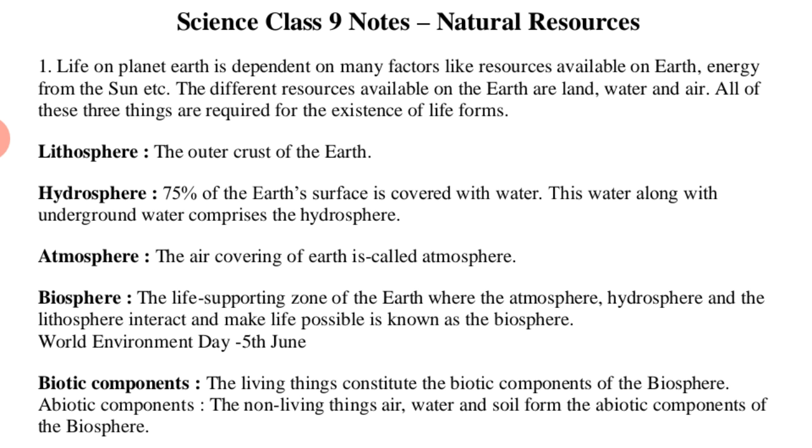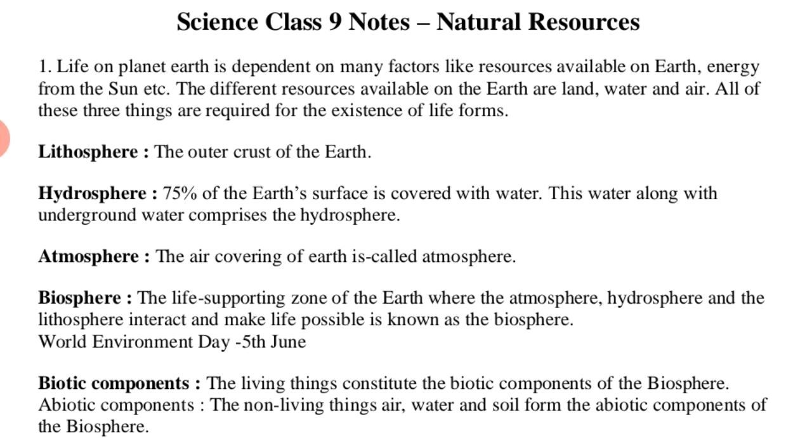Life on the planet Earth is dependent on many factors like resources available on Earth, energy from the sun, etc. The different resources available on the Earth are land, water, and air. All of these three things are required for the existence of life forms. And what is biosphere and natural resources? Biosphere means regions of earth crust and atmosphere occupied by the living organisms.